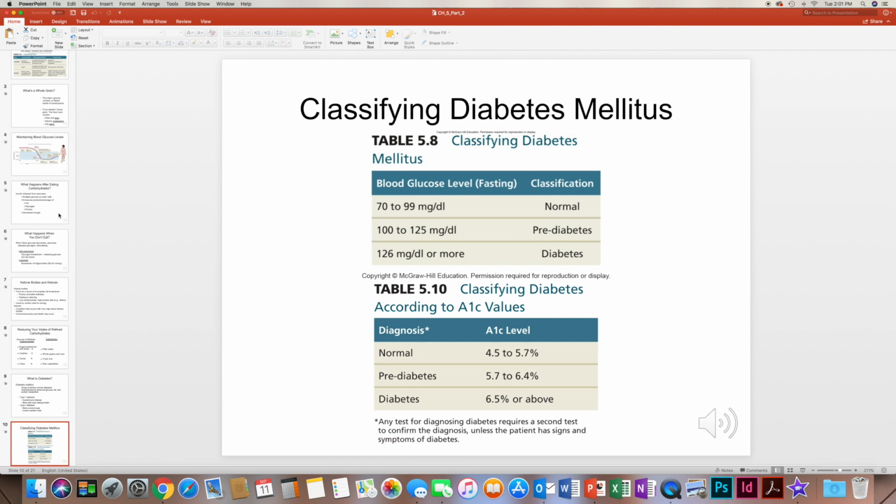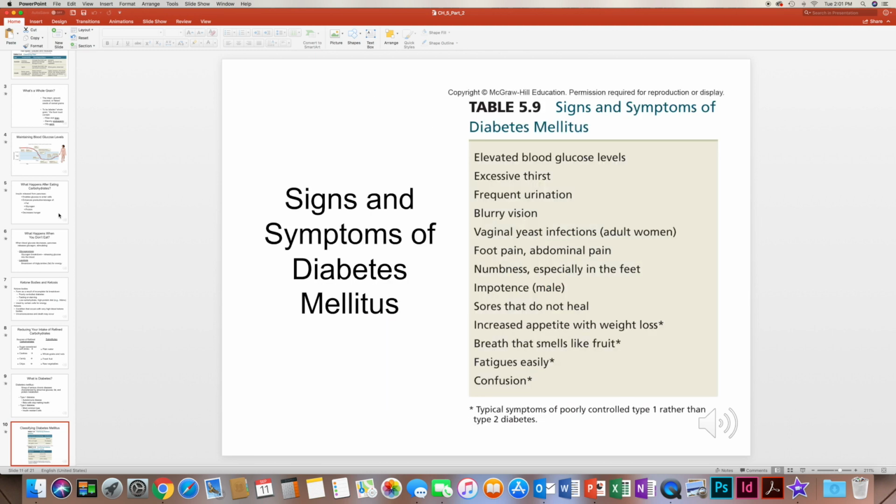So if we classify diabetes, if you get a test done and you've been fasting all night, you have blood work done, if your level is between 70 and 99, it's considered normal. We also have values for pre-diabetes of 100 to 125. Diabetes is 126 milligrams or more. Another way we can classify diabetes is according to the A1C value. So again, via blood work, if your A1C is 4.5 to 5.7, it's normal. Anything above that is pre-diabetes or diabetes.